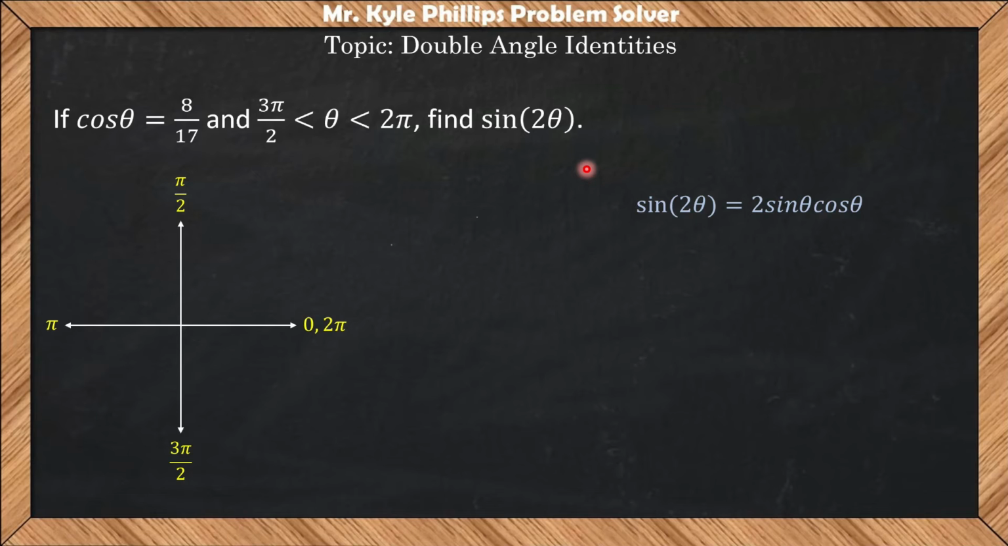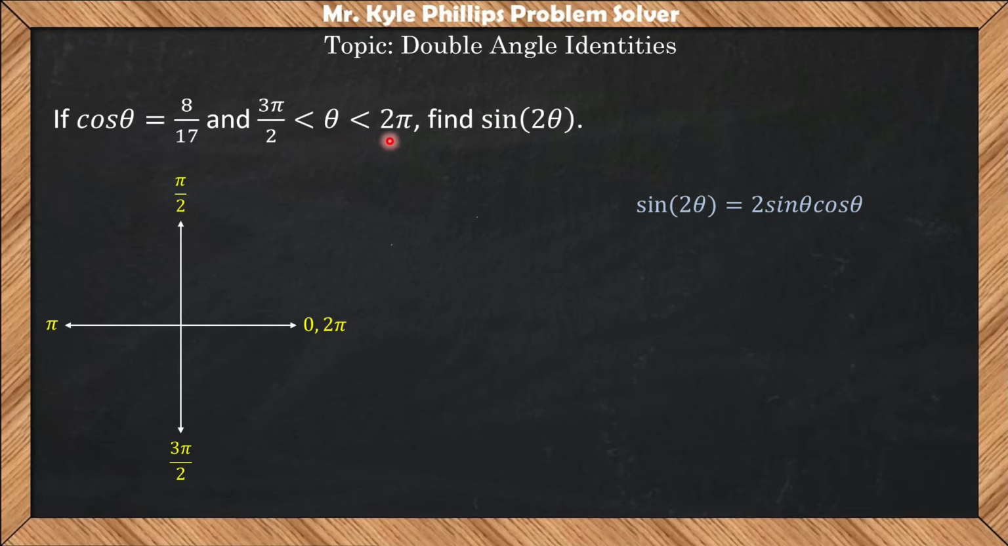Hey everybody! So in this video, we are going to be finding double angle identities given certain restraints. When I say a restraint, that means they are telling us what quadrant we should be in. So here it says cosine of theta equals 8 over 17 and 3 pi halves is less than the angle, which is less than 2 pi.